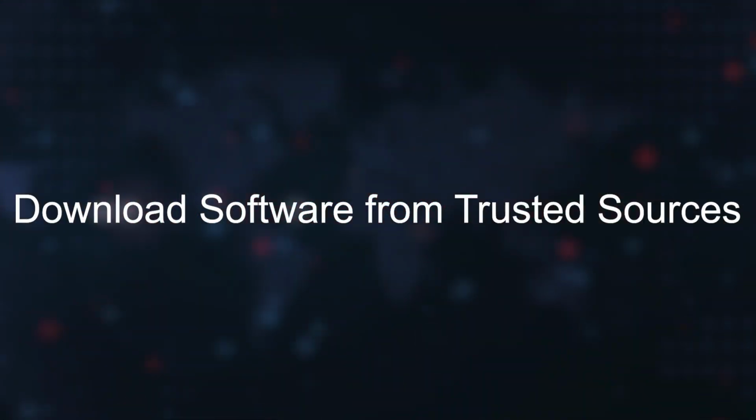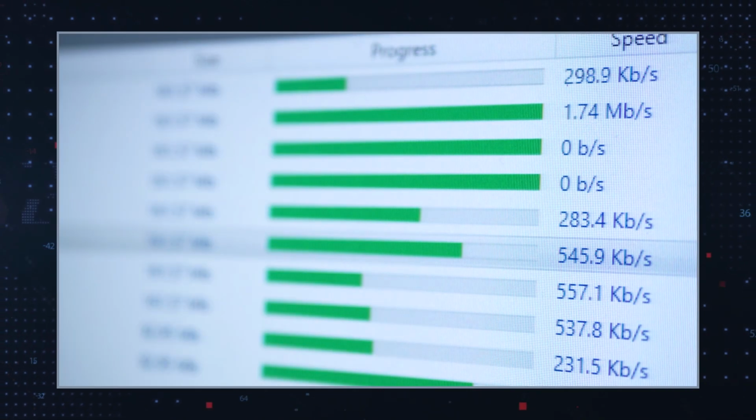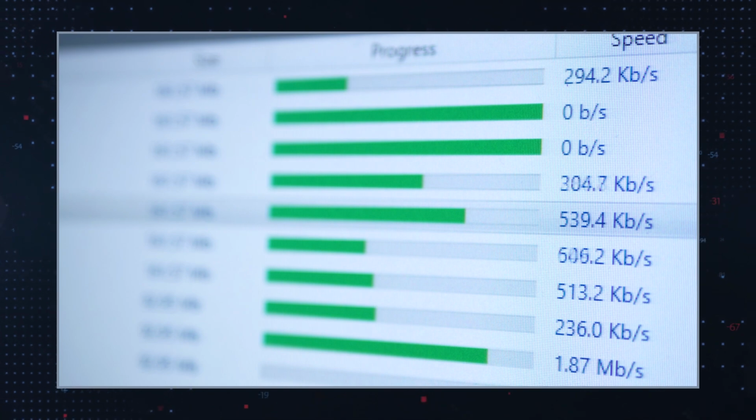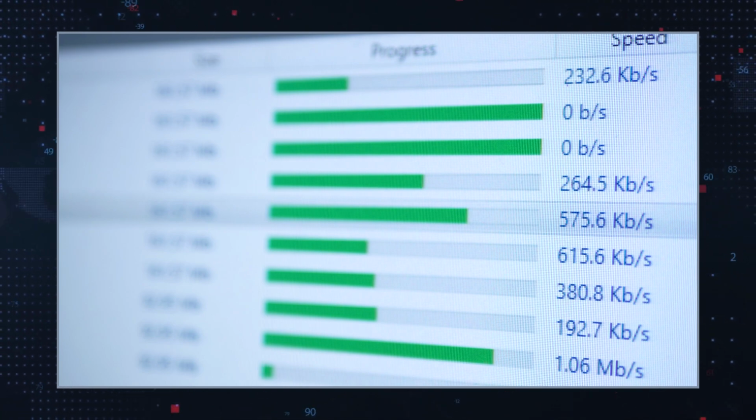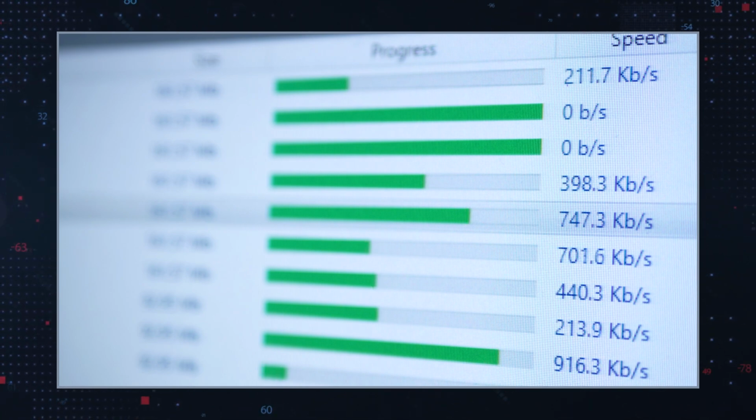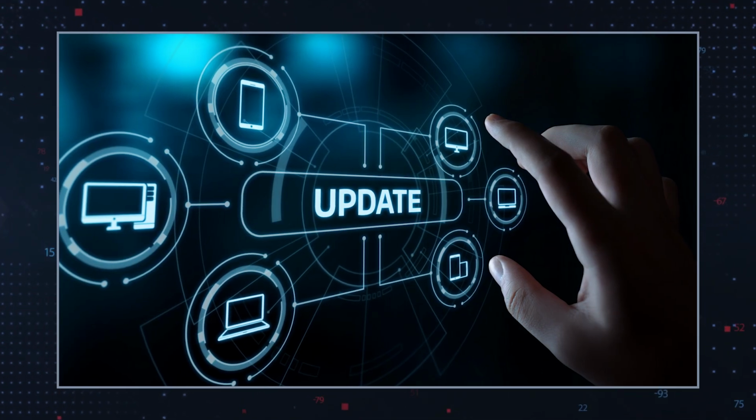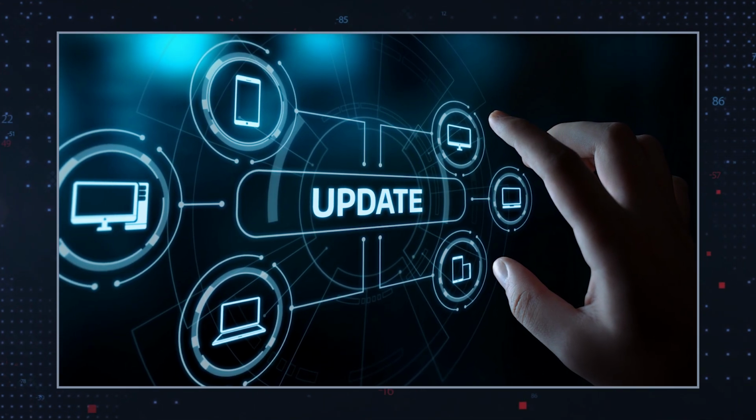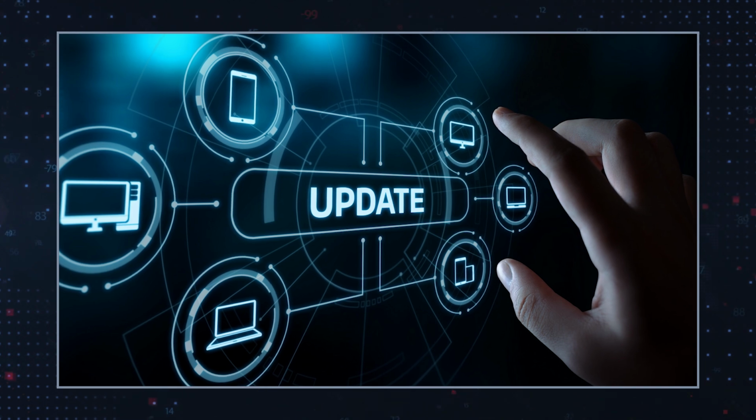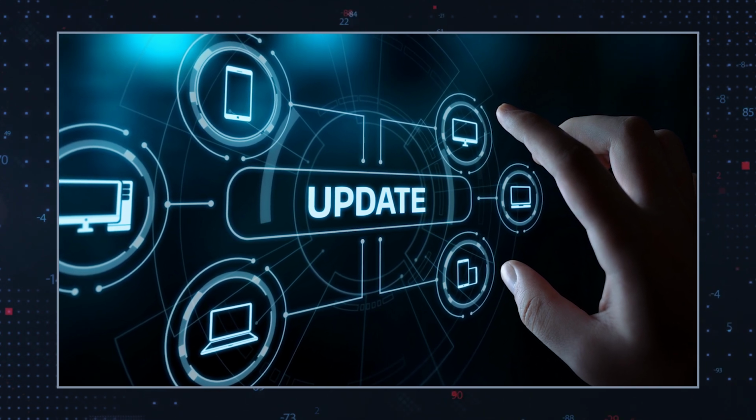Download software from trusted sources. Only download software and files from reputable websites and trusted developers. Avoid pirated or cracked software as it may come bundled with malware. Keep your software updated. Regularly update your operating system and applications to ensure that any vulnerabilities are patched, making it harder for ransomware to infect your system.